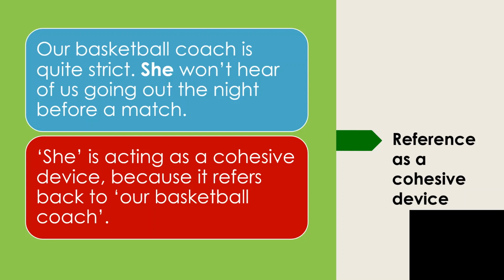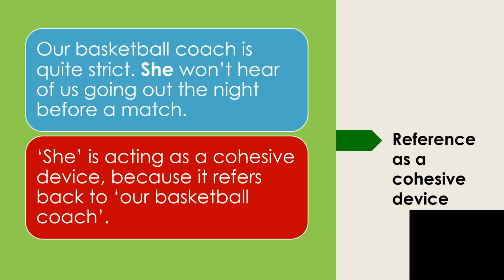She, that word, shows that the person we're speaking about in the second sentence, the person who won't hear of us going out the night before a match, is the same as the person mentioned in the first sentence, our basketball coach. So our basketball coach is connected to she, and the two sentences are connected. We've ensured cohesion. We've ensured that the person listening to us, or the person reading these two sentences, realize that we're talking about the same person. So that's a reference type of cohesive device, using the personal pronouns.